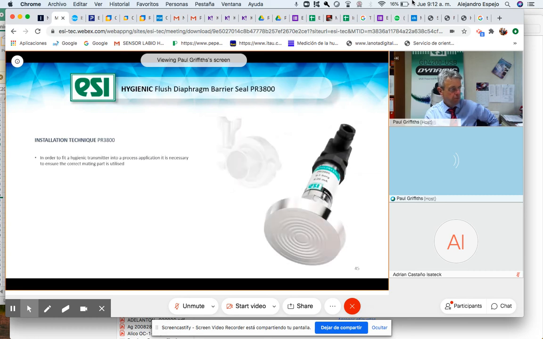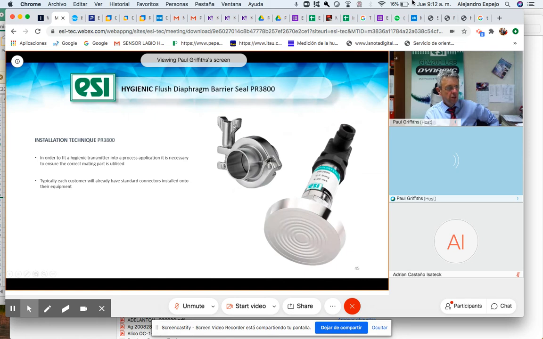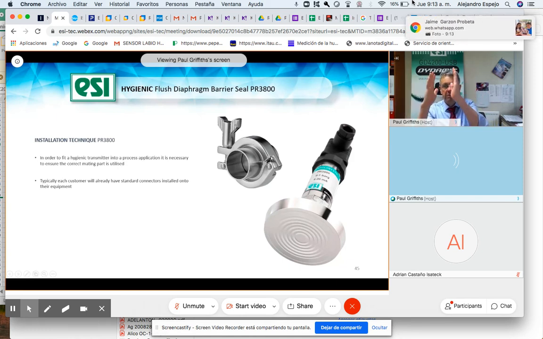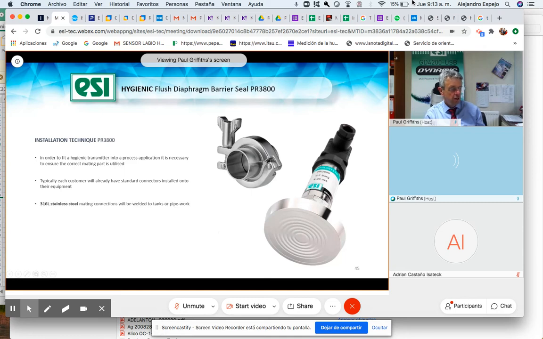So here's an example of installation technique. This is the pipe clamp. You can see it's a very simple twisting mechanism. The pressure transmitter is attached to a stainless steel ferrule, we call it, and then it's clamped. As you tighten the clamp, the two surfaces are pulled together, and there's a seal between the two surfaces. So it's very, very easy to install, very simple to remove and clean.